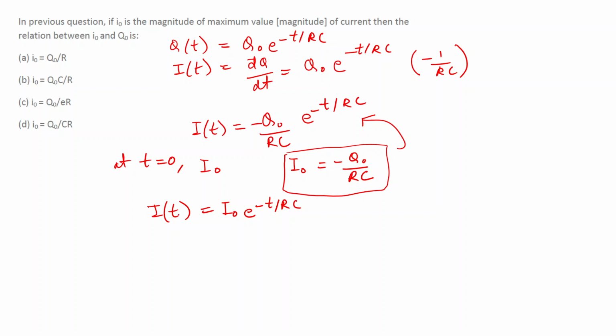So the current will also be decaying, but what we have to finally find out is, we have been asked the relation between I naught and Q naught. Oh, so we don't need to do this. We just need to tell the relationship between the maximum charge and the maximum current. Since we have been asked just the magnitude, we can ignore this negative sign, and the relation between I naught and Q naught will be Q naught over RC. This is the correct answer.